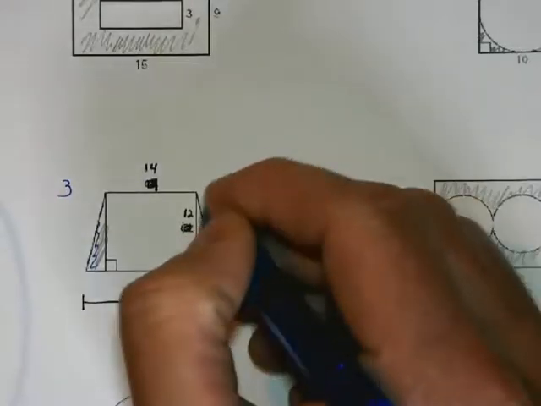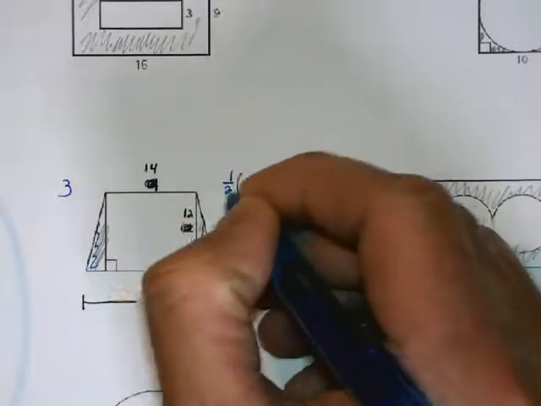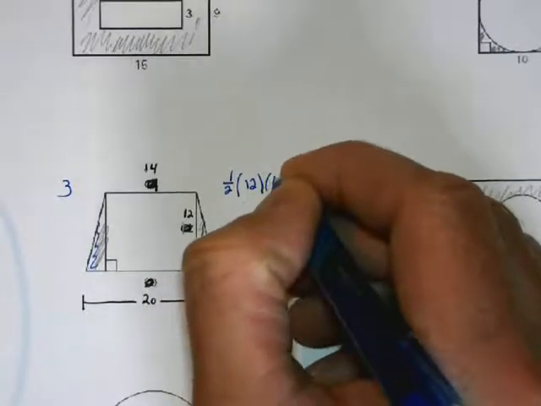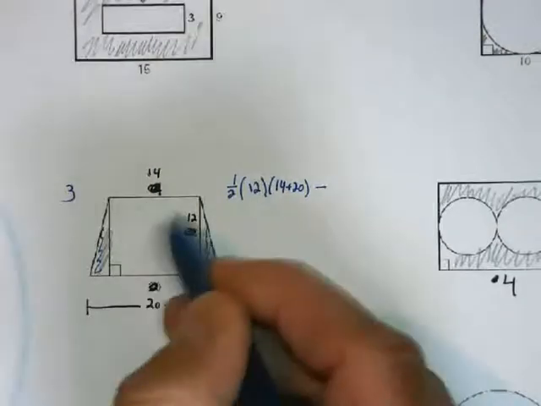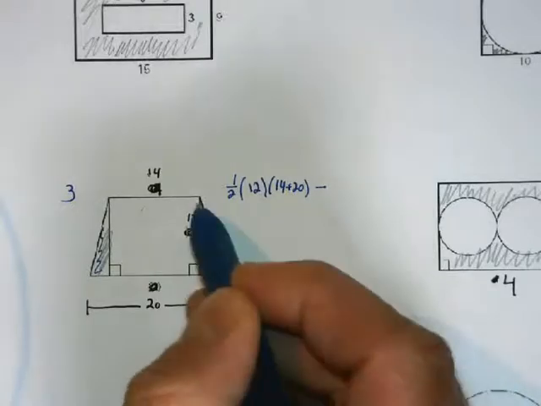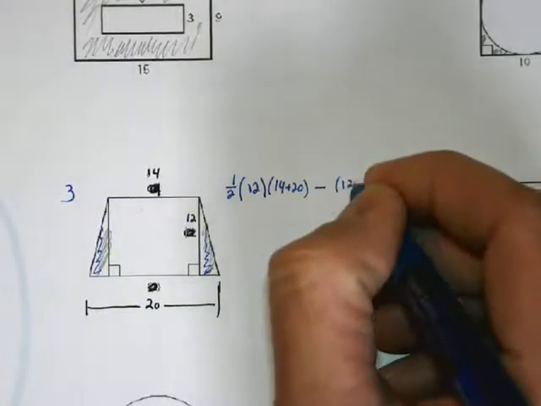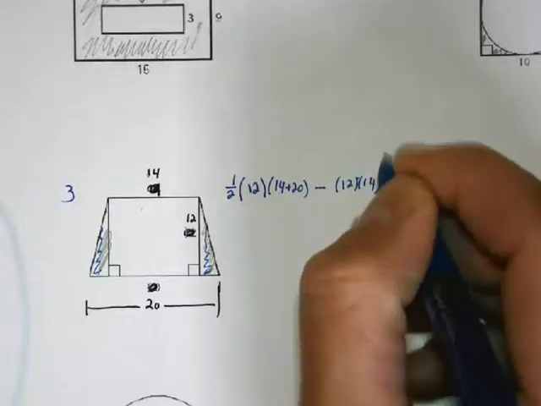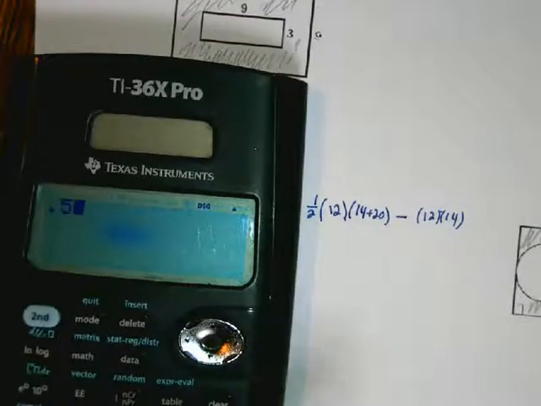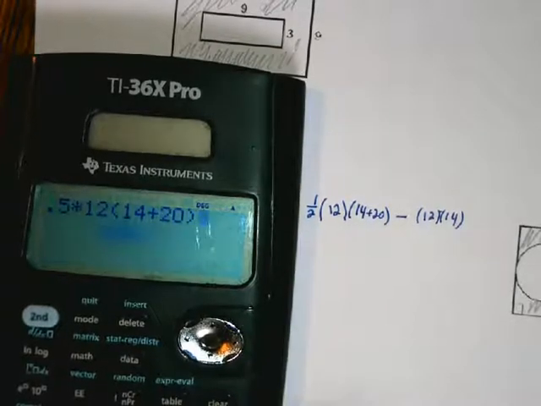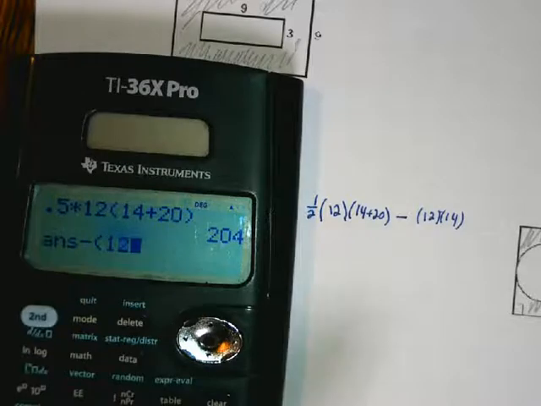So the area of the trapezoid is 1/2 our height of 12 times the sum of the bases, 14 plus 20. That's my trapezoid. Subtract the rectangle in the middle, and that's the 12 by 14. Okay, so we go ahead and start typing all that together. One half times 12 times 14 plus 20, and subtract from there 12 times 14.